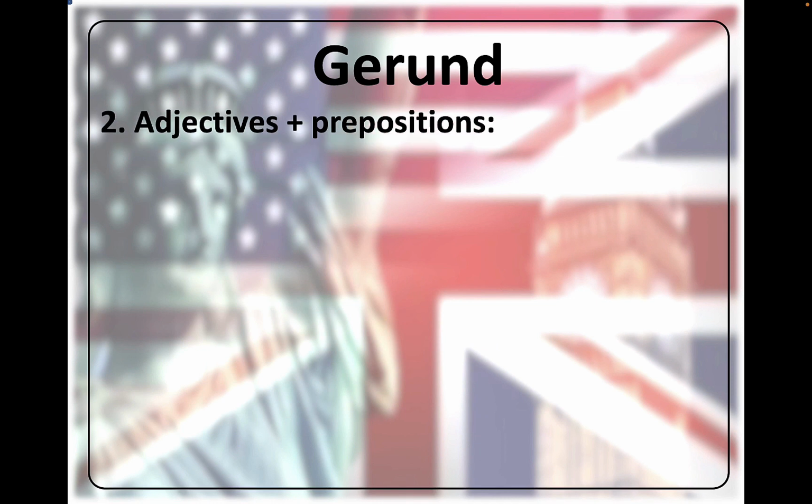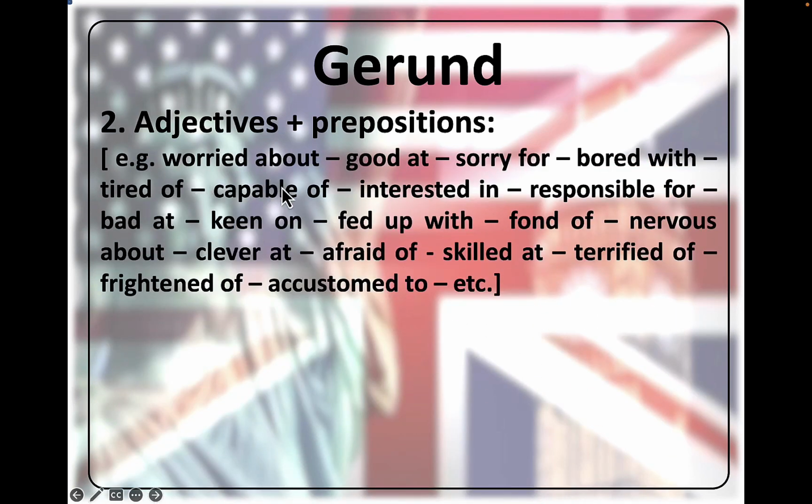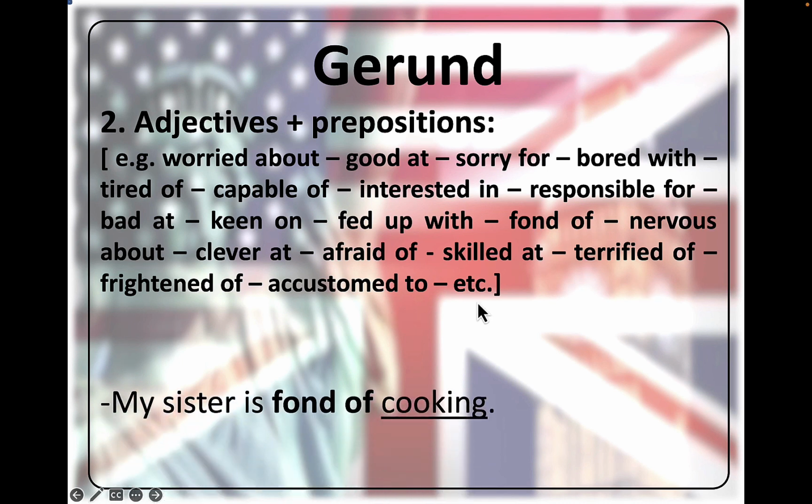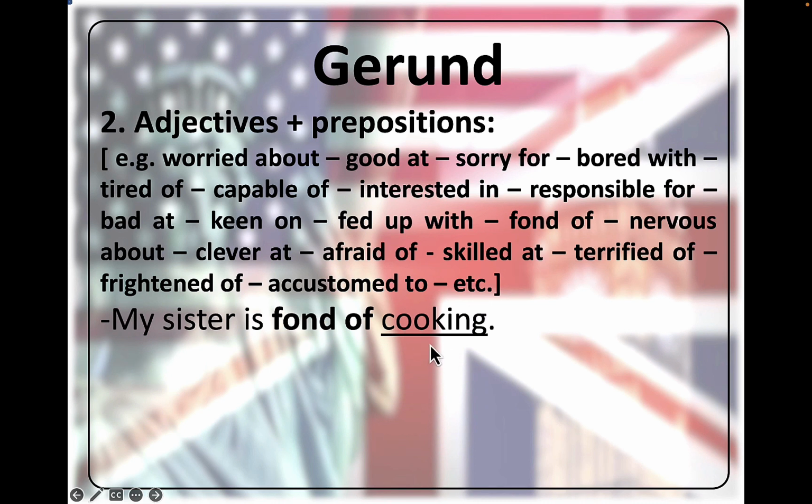Number two, gerund is used after certain adjectives plus prepositions. Examples here, worried about, good at, sorry for, bored with, tired of, capable of, interested in, responsible for, bad at, keen on, fed up with, fond of, nervous about, clever at, afraid of, skilled at, terrified of, frightened of, accustomed to, etc. Example sentences, my sister is fond of cooking.